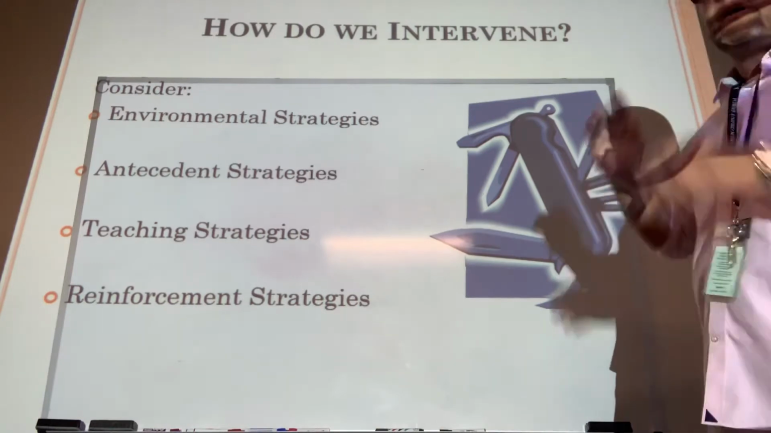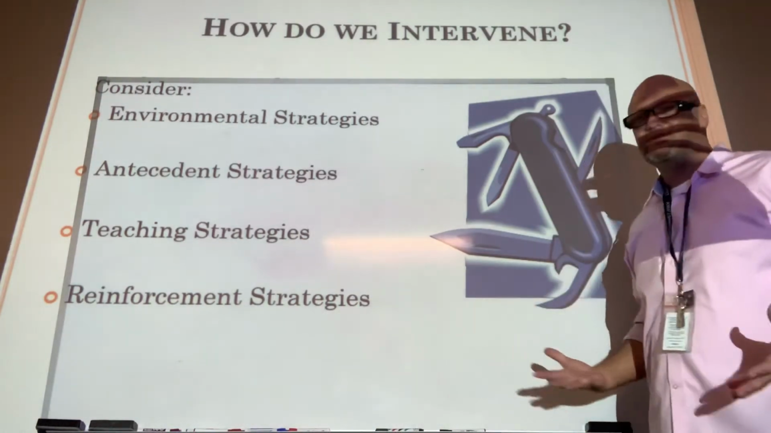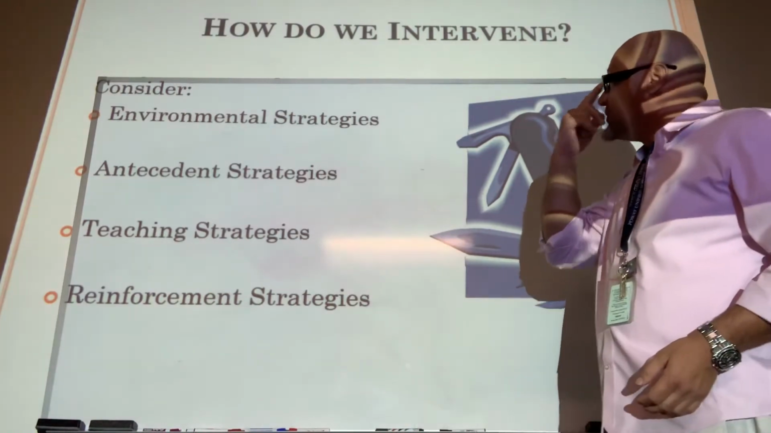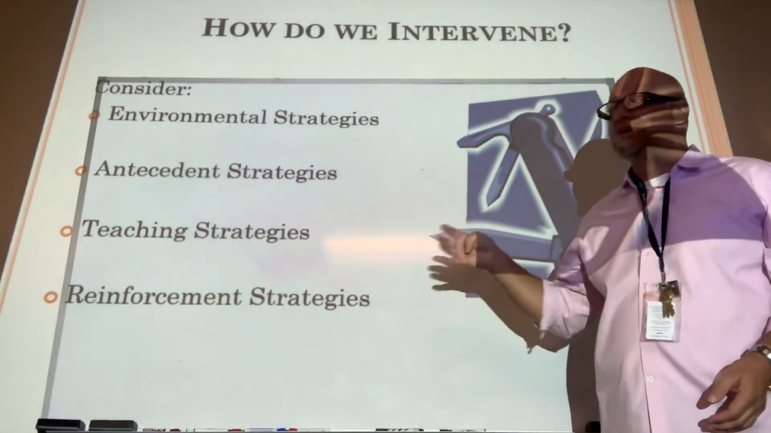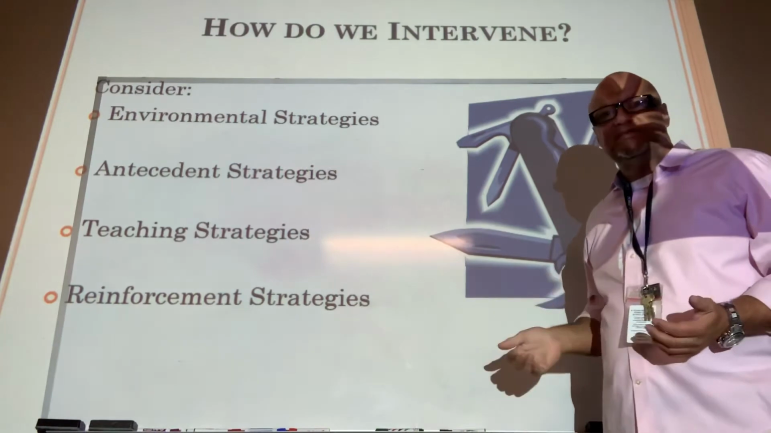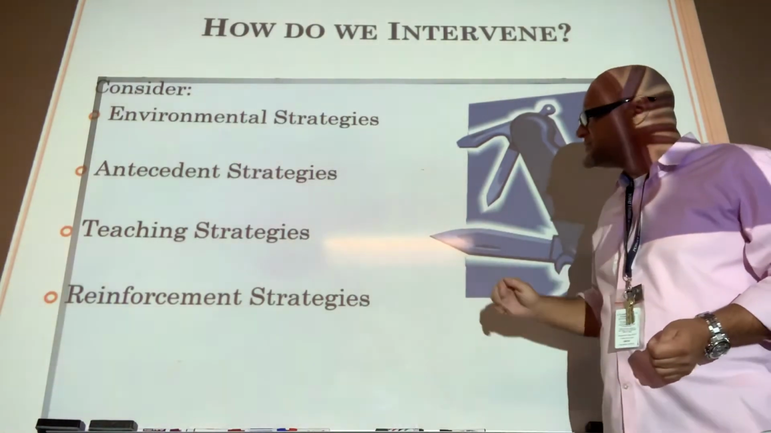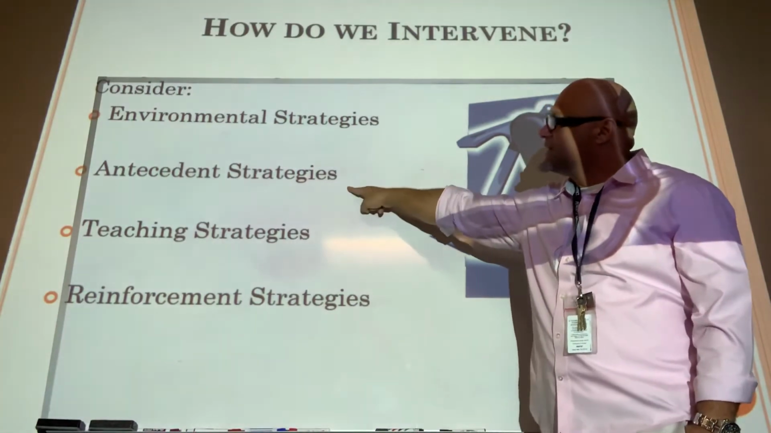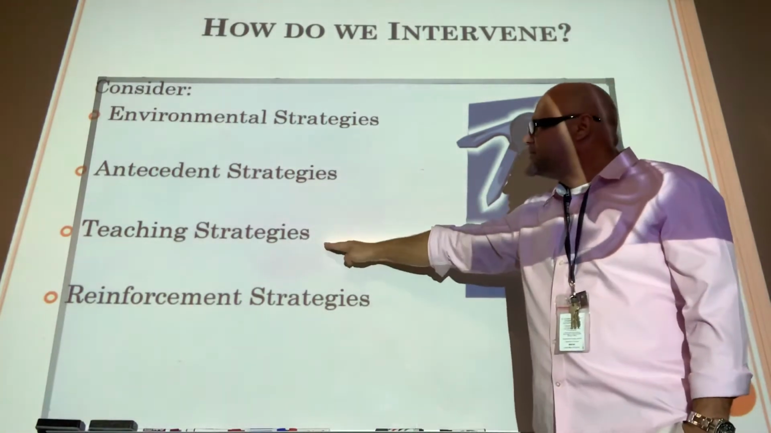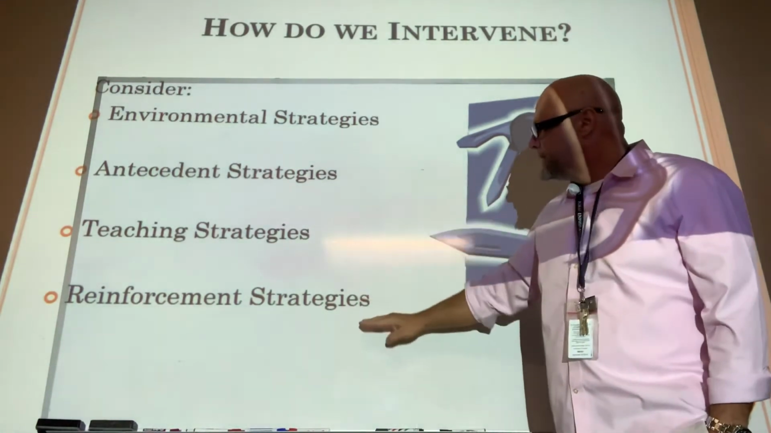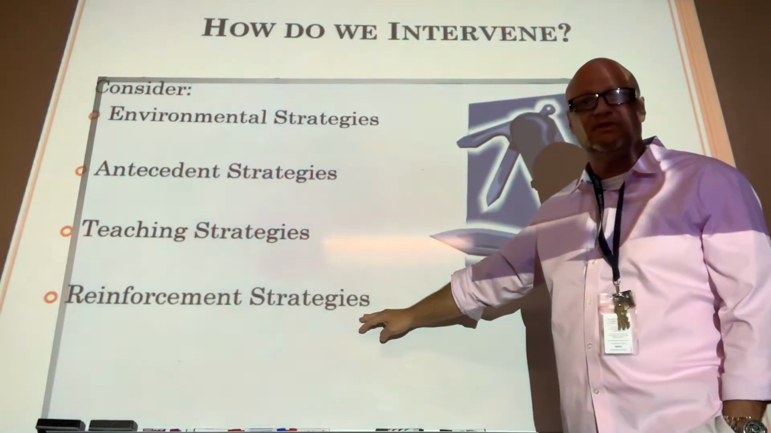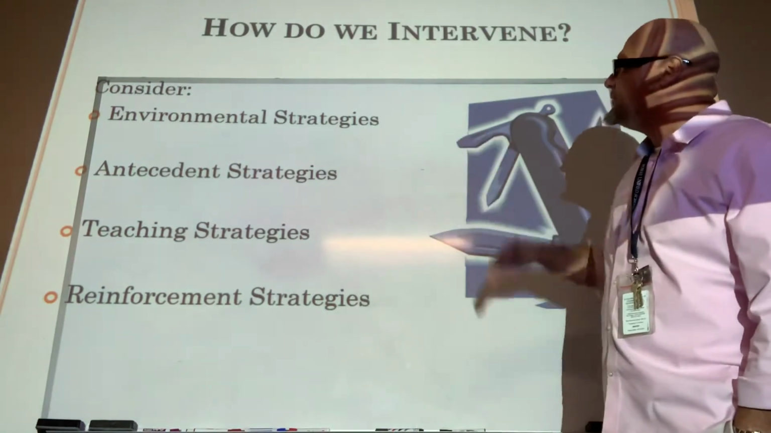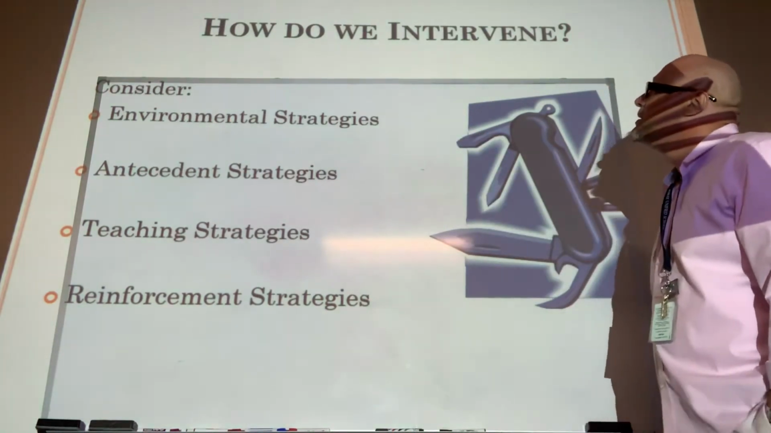Okay, so the whole point of this is to figure out how to address the behavior, right? So really there's 4 prongs that we use in our intervention or our treatment. The first prong is environmental strategies. Second is antecedent strategies. Third is teaching strategies. And then finally, reinforcement strategies. And let me give you a little brief overview.